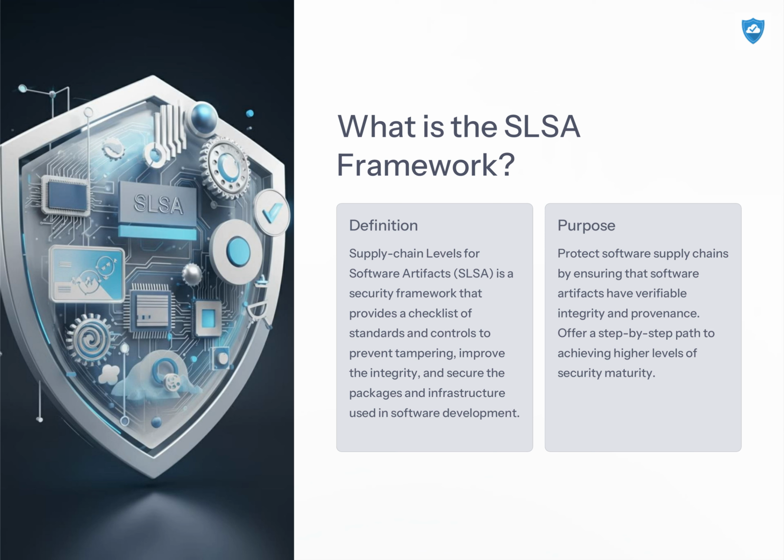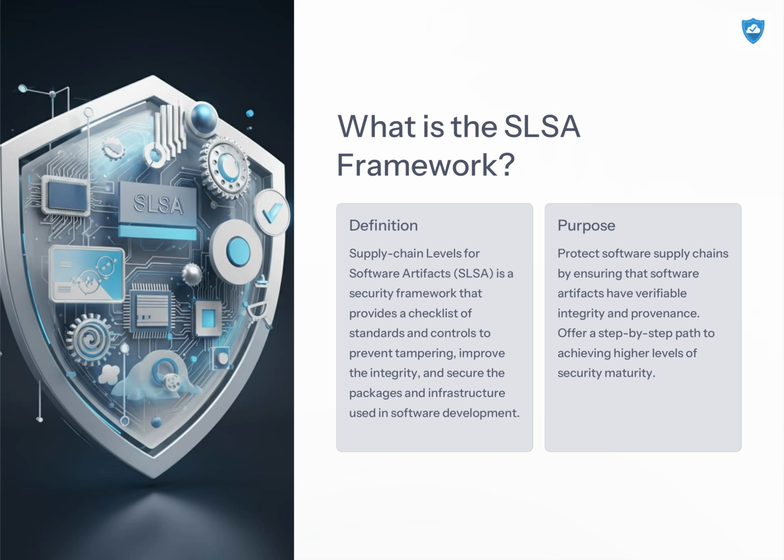The slide addresses the question, what is the SLSA framework? At its core, the Supply Chain Levels for Software Artifacts, or SLSA, is designed as a security framework. It sets out a checklist of standards and controls specifically aimed at preventing tampering and enhancing integrity. This framework serves a pivotal role in ensuring that the packages and infrastructure utilized within software development are secure. The purpose of SLSA is to protect software supply chains by guaranteeing that software artifacts possess verifiable integrity and a clear provenance. Additionally, it provides a structured approach for organizations seeking to reach higher levels of security maturity.